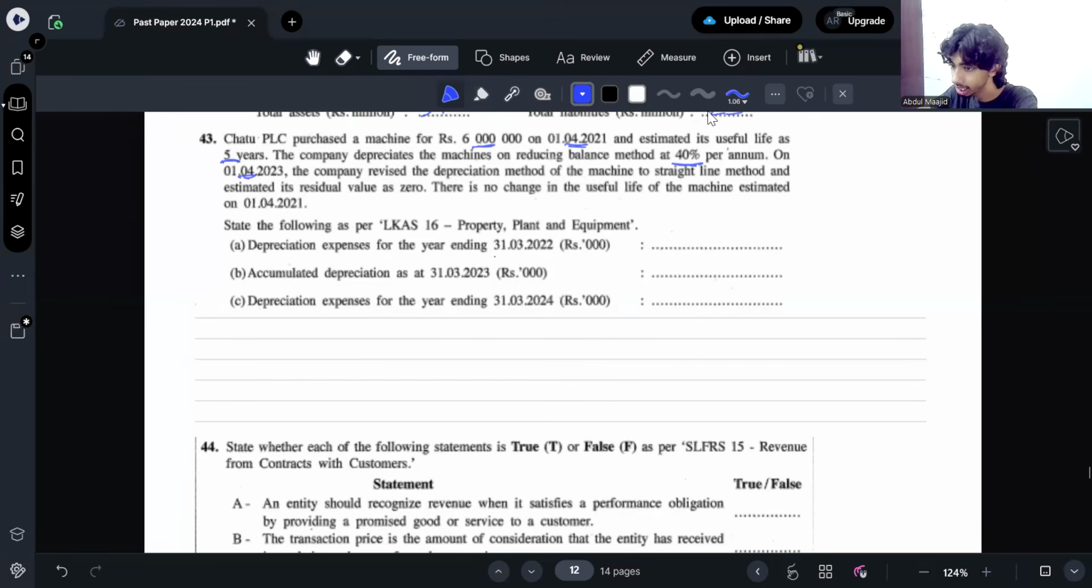Okay. Depreciation expense for the year ended 31st March 2022. Now, if you're calculating depreciation on the reducing balance method, you have to calculate depreciation on the carrying value. We purchased this machine on 1st of April 2021. Then what will be the carrying value as at the opening date? It is still 6 million, right? You purchased it on that date. So 6 million into 40%, that will be 2,400,000. Then, what will be the depreciation for 31st March 2023?